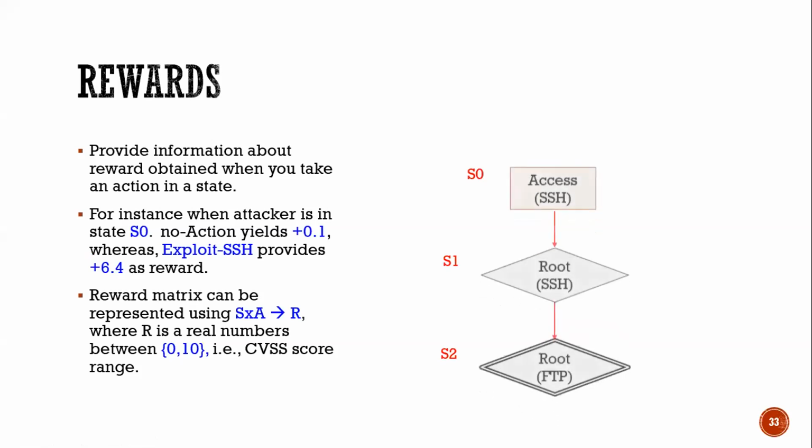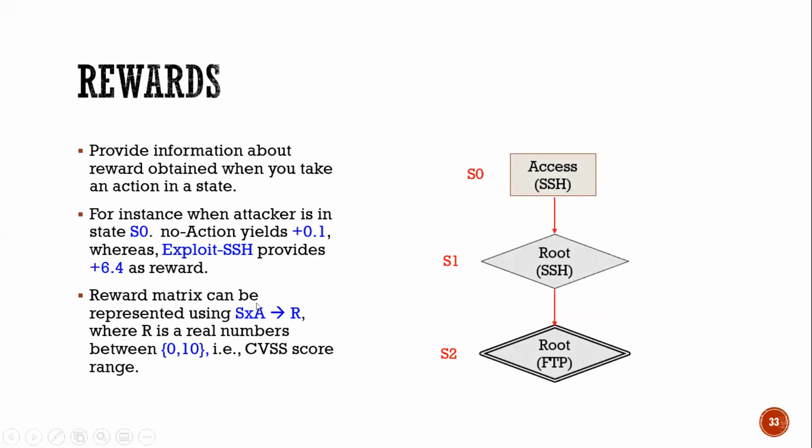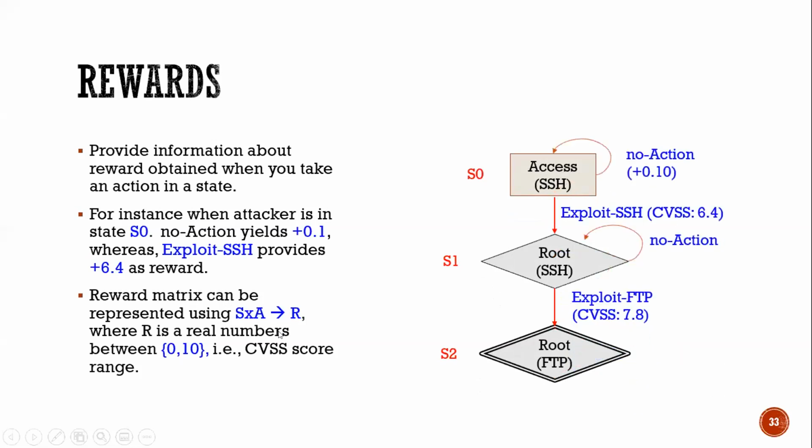And the rewards, as we discussed, are the values obtained from the CVSS scores of those vulnerabilities. So if he takes action A in state S, it maps to a real number between 0 and 10. As we discussed, taking no action will have a low reward and exploiting SSH will have a positive reward. Like if the CVSS score for this vulnerability was 6.4, that will be the reward of being in state S1. And similarly, the reward of being in state S2 will correspond to the FTP vulnerability.